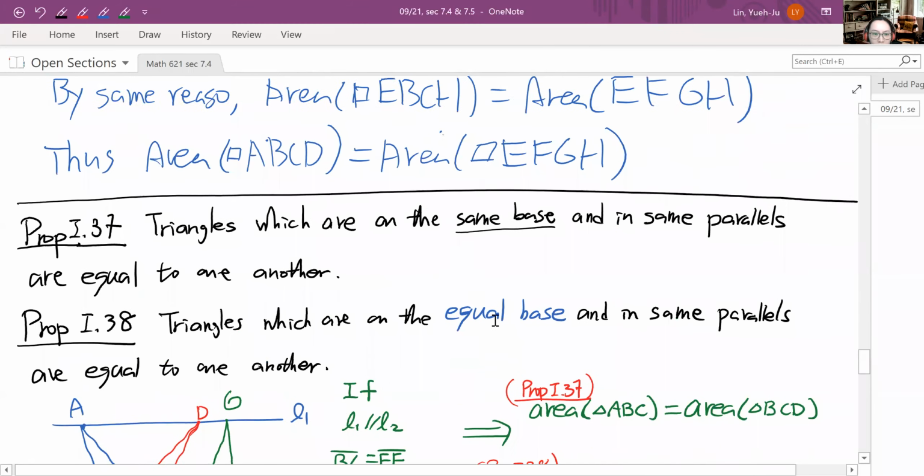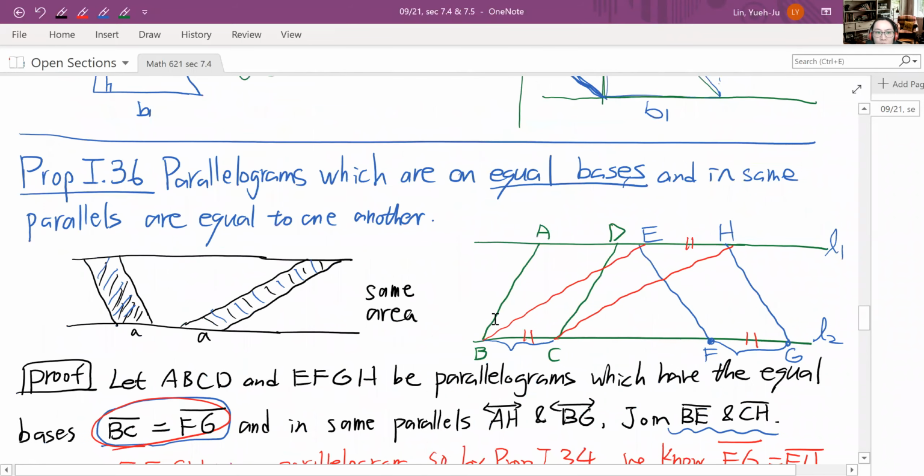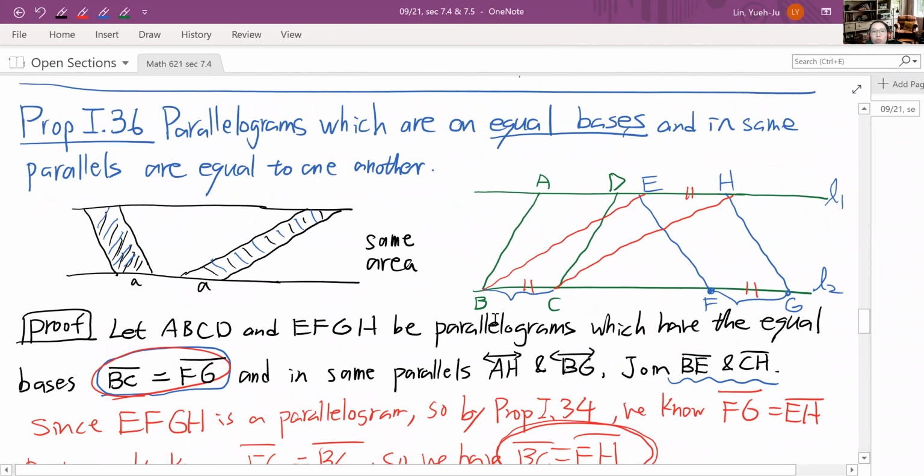So now what we just proved, let me go back here, is 1.36. This is exactly what I proved. A summary of the proof is, if you look at the picture here, essentially I add these two lines, BE and CH, and that's the intermediate step, meaning I first want to show this BCHE is a parallelogram. Once I show that, I have three parallelograms here, which all lie in the same parallel lines.